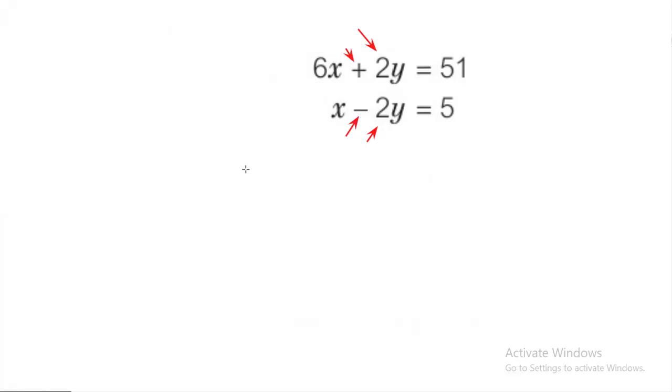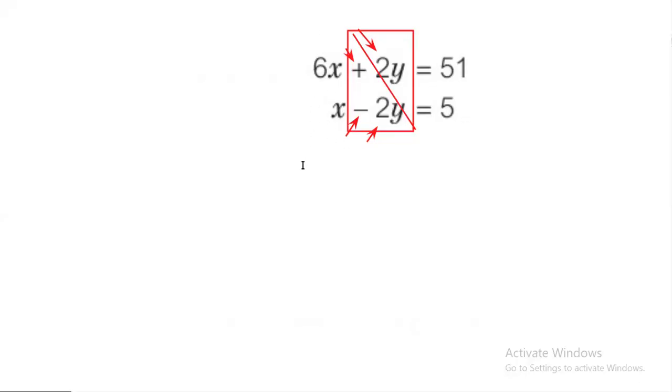It means you have to pick one of the variables and make it have the same coefficient and different signs. But here they already have the same coefficients and different signs. It means I can cover them and eliminate them like this. So both of them are eliminated by addition because 2 minus 2 is going to be 0. Now I'm going to add the rest of the equation.